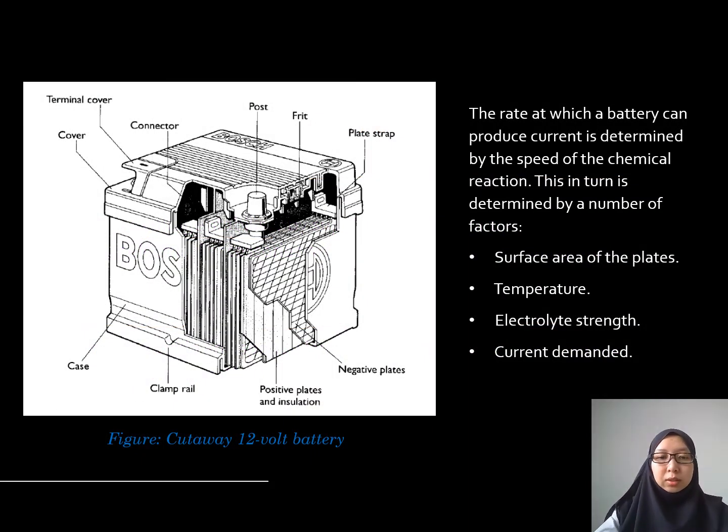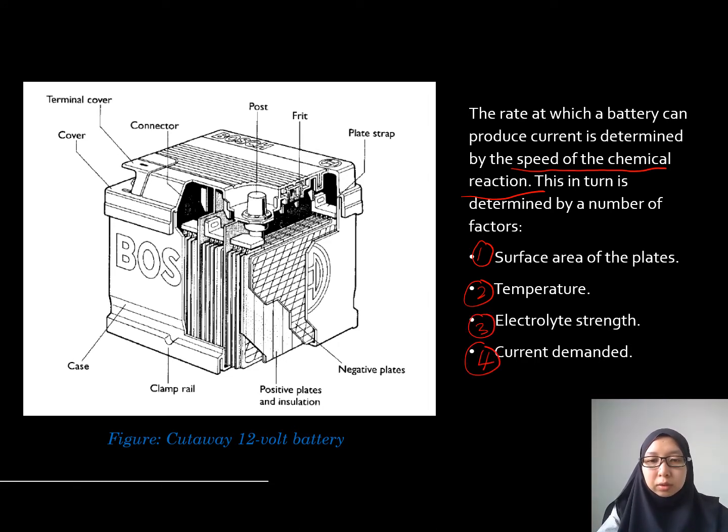As you can see, there are so many plates. The rate at which a battery can produce current is determined by the speed of the chemical reaction. And this speed of chemical reaction is determined by these four factors: the surface area of the plates, the temperature, the electrolyte strength, and also the current demanded.